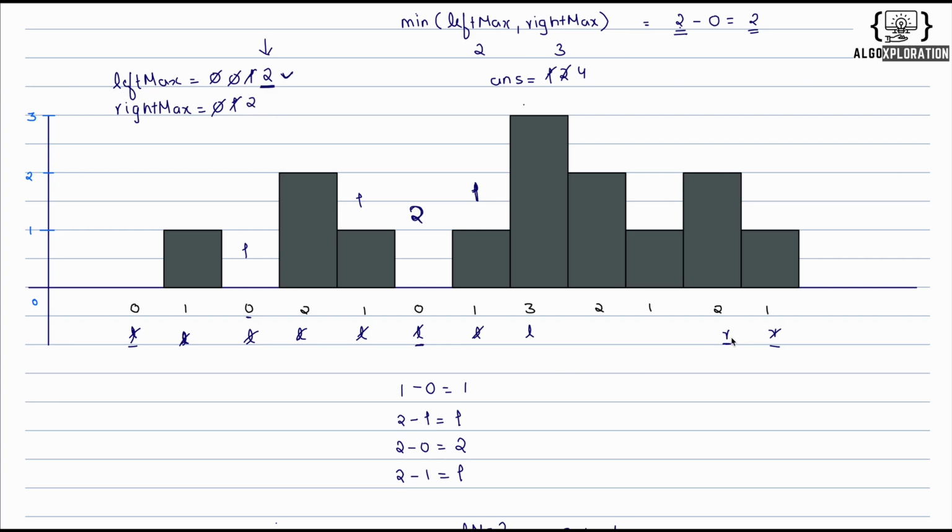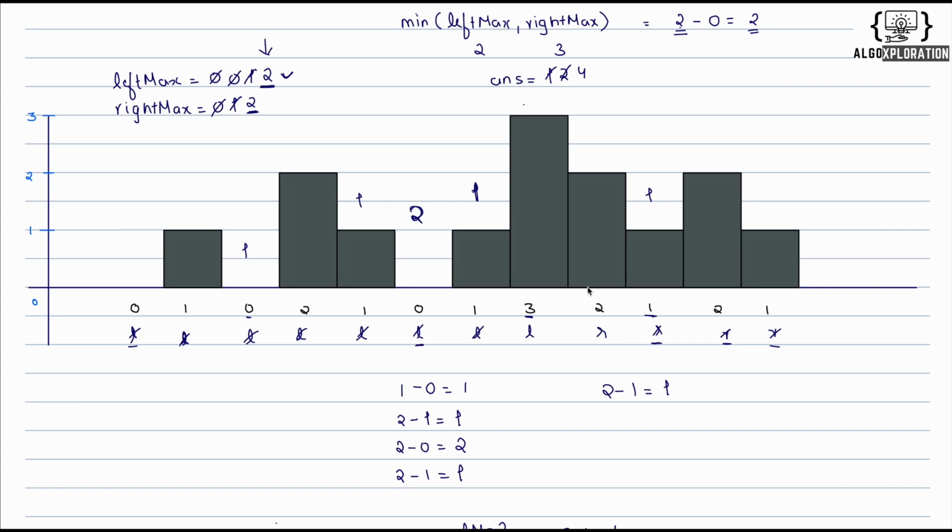And then move on. After that, here also we can see that R is minimum. It is comparing with 3 and 1. So R is minimum. Now we have to check, is my right max maximum with R? Yes, it is. So do 2 minus 1, it will be 1. Okay, so 1 unit of water it can hold. And then move the right pointer.